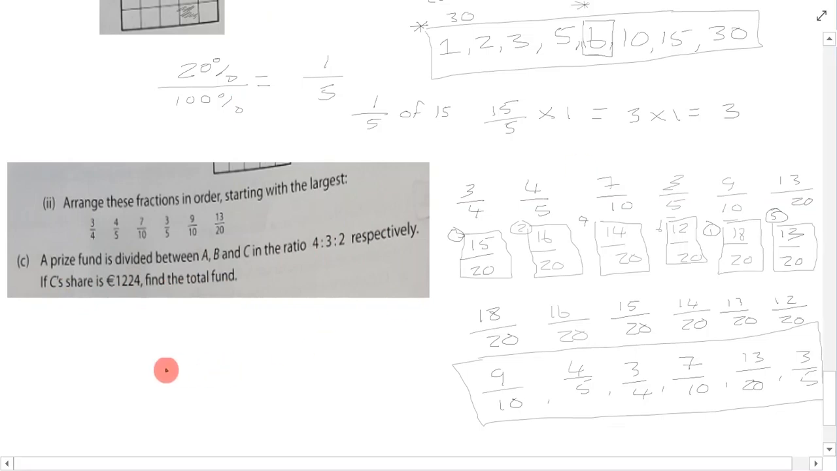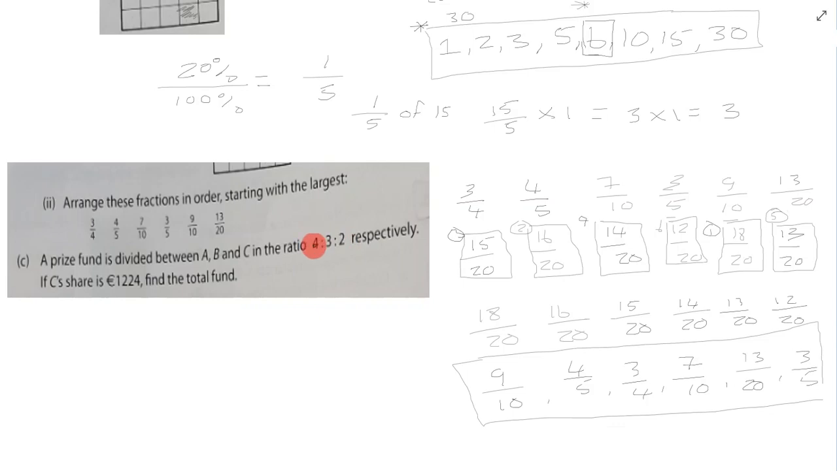So when we see something like this, what we're saying is that a prize is divided between A, B, and C. It's divided in the ratio of 4 is to 3 is to 2. So the 2 part here represents 1,224. Now the way that you do this is, you want to figure out what fraction 1,224 represents. Now we see here it represents 2.